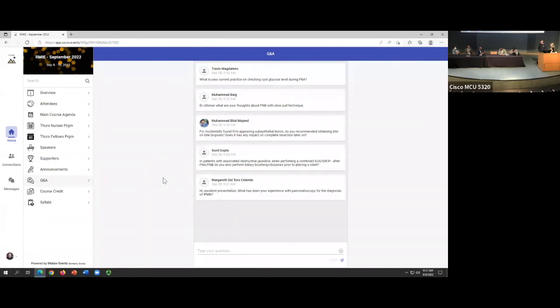Honestly, once I started doing FNB, I stopped doing the slow pull technique because I'm not doing FNA needle. So I really don't have experience with FNB with slow pull because I use suction.